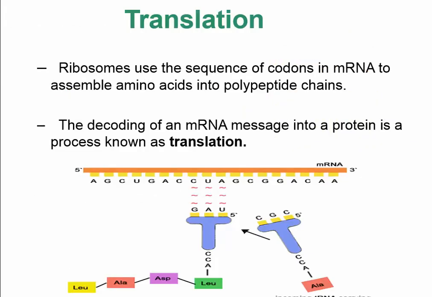So what happens is ribosomes use the sequence of codons in the messenger RNA to assemble these amino acids into polypeptide chains. This is called translation. The decoding of a messenger RNA message into a protein. So this right here would be our messenger RNA. See, this is our messenger RNA, and it goes to, this would be the ribosome. And these right here are transfer RNAs. Do you remember what transfer RNAs do? That's right, they carry the amino acids.